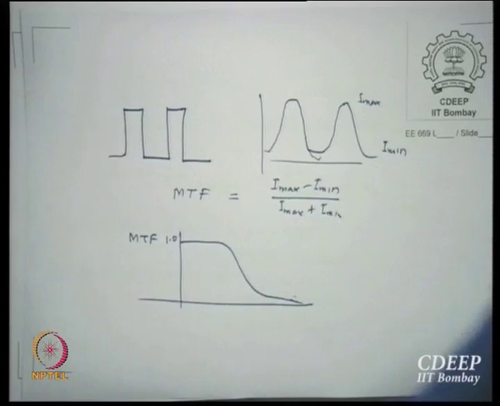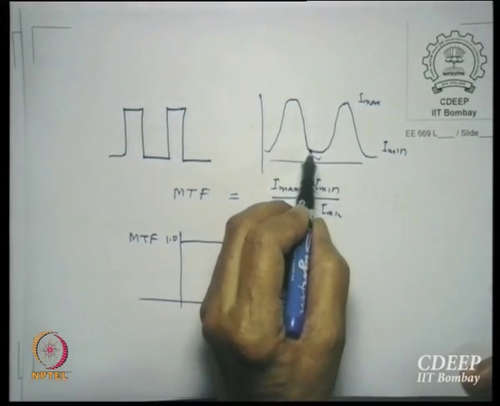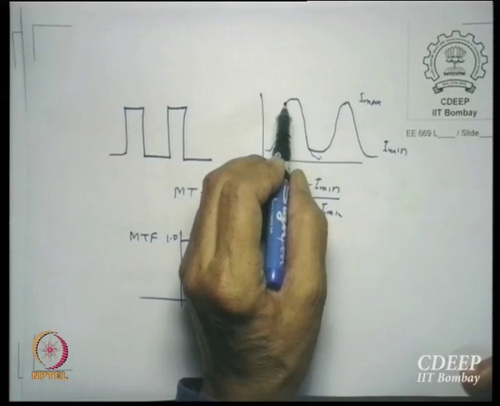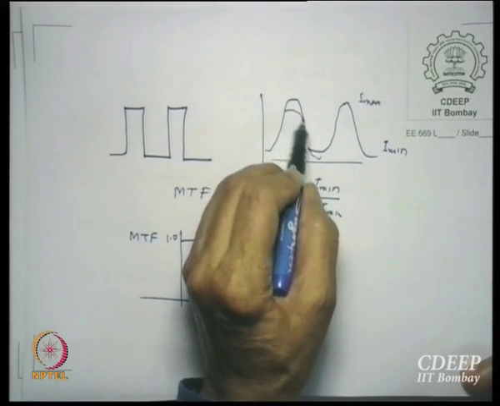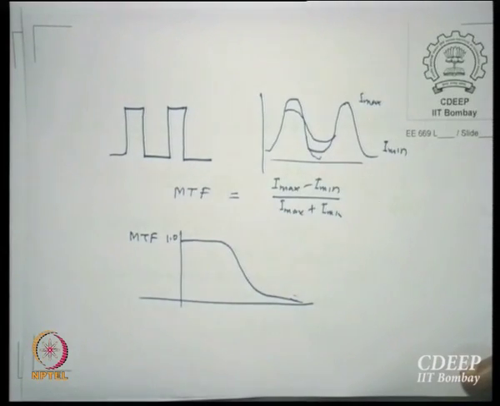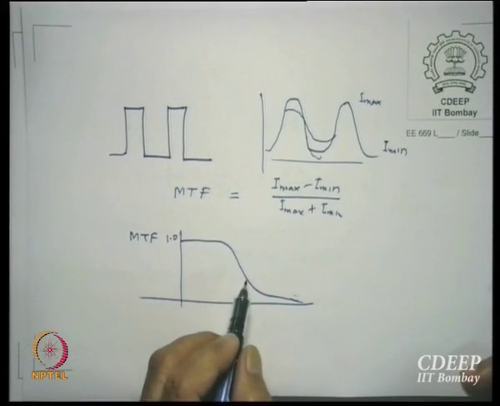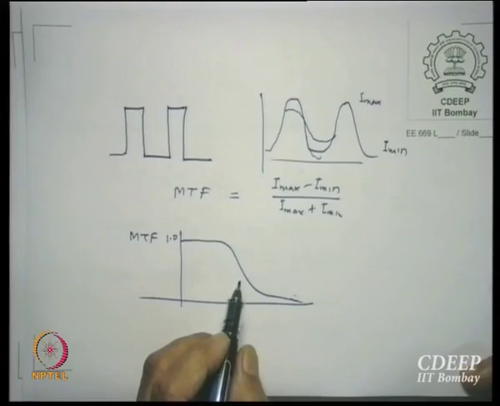However, if it is very close and there is diffraction going on, this I minimum may not be 0, but I minimum may be higher. Since the thickness of resist is higher, I max may not be this, so it may be something like this, in which case MTF will become smaller. Okay. Which means the actual intensities are not passing as I reduce dimensions. Is that clear? So as I scale down the technology, one of the problems I see is that the actual available intensity for exposure starts reducing. Is that clear? Because of these MTF factors.